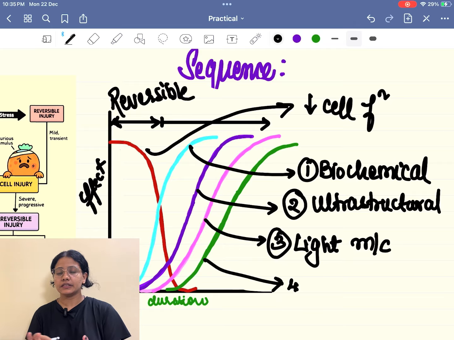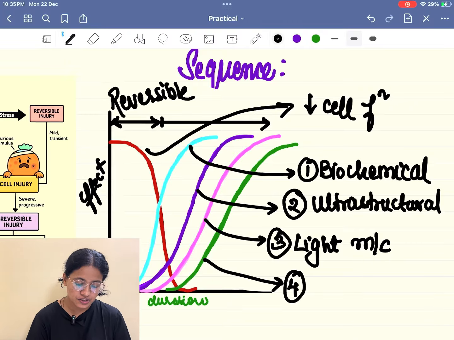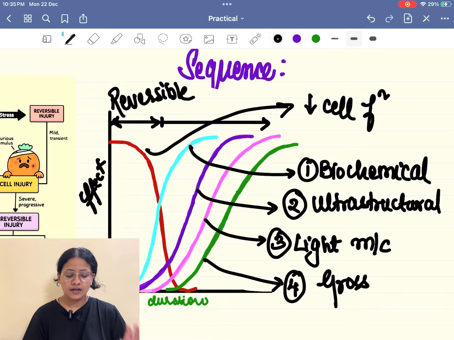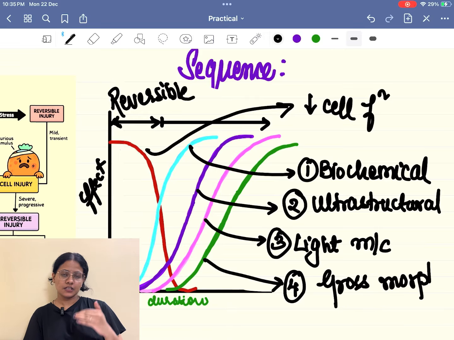So, if you get a cirrhotic liver, you see that grossly उसमें बहुत सारे nodules दिखते हैं, rough surface होता है. So, that is the gross morphological changes, and that is usually the last change that happens in the tissue. So, first क्या होगा? Reversible cell injury जब शुरू होगा, cell का function decrease होगा. Cell के function decrease होने के बाद, if your stress is removed, your cell will go back. Okay, so that is reversible.